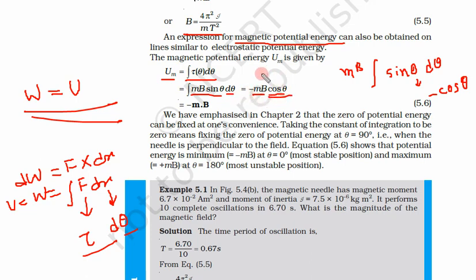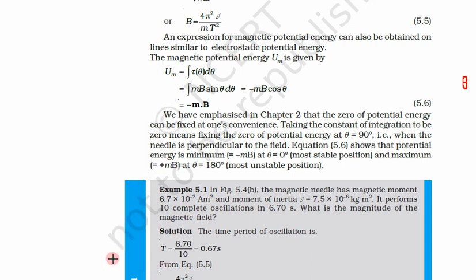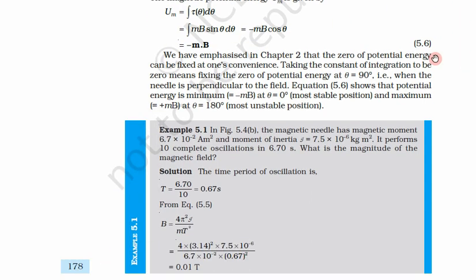If you see this, previously we were with a sine, that means cross product. Now we are with a cos theta, that means a dot product. So minus m dot B. So this is the magnetic potential energy. This time we got magnetic potential energy, similarly, as we have got the electrostatic potential energy.